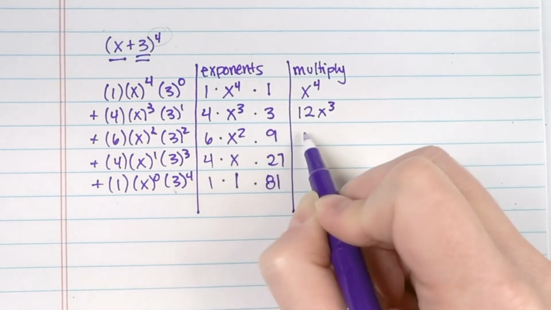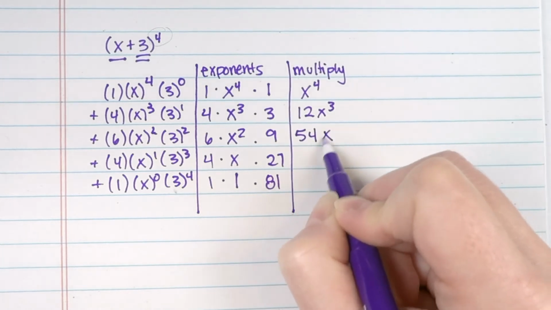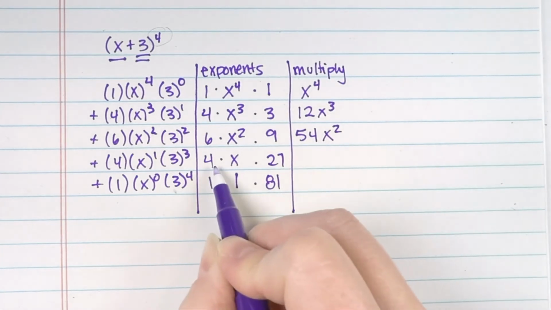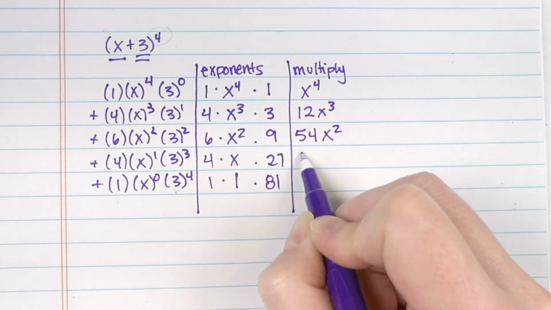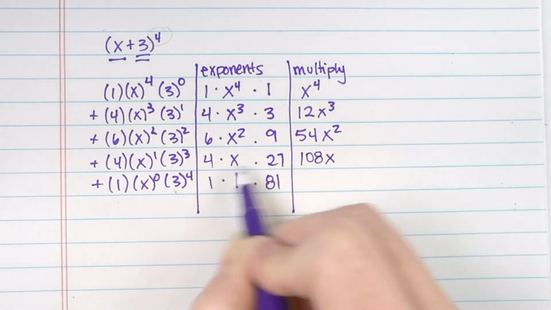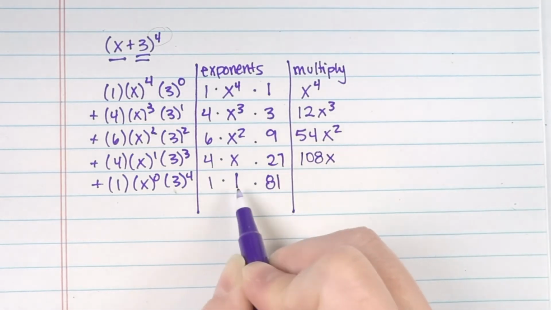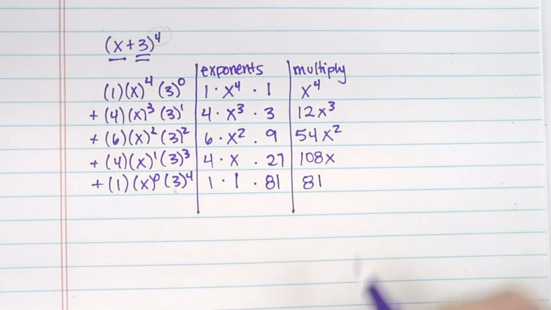The next one, 6 times 9 gives me 54. So that's 54x squared. And then 4 times 27, this will give me 108. So 108x is the next one. And then the last one, 1 times 81, just gives me 81.